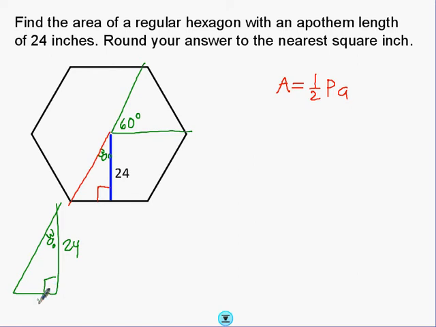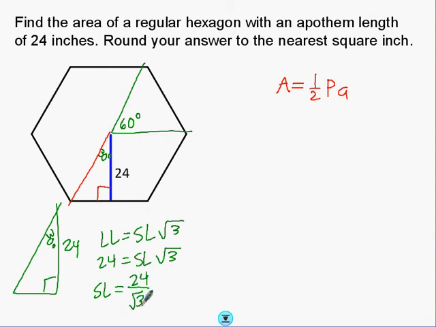The long leg is the short leg times the square root of 3. In this case, the long leg is 24. To find the short leg, I divide by the square root of 3. The short leg is 24 divided by the square root of 3. Okay, so I'm going to put that here: 24 divided by the square root of 3.